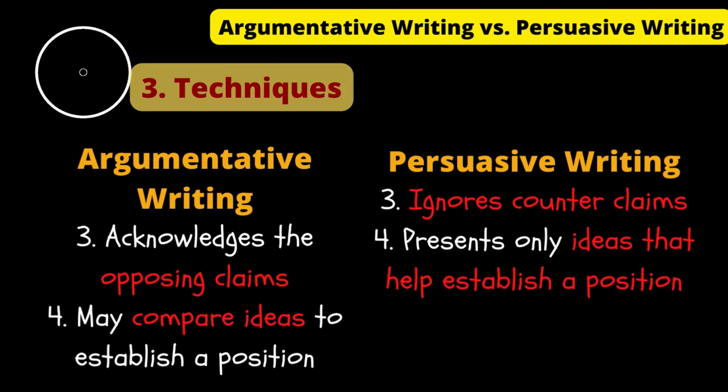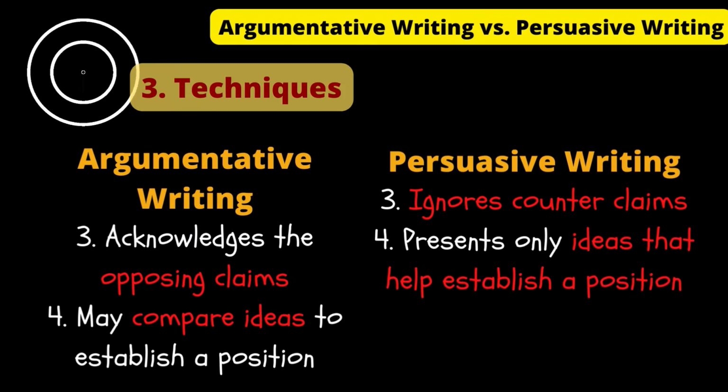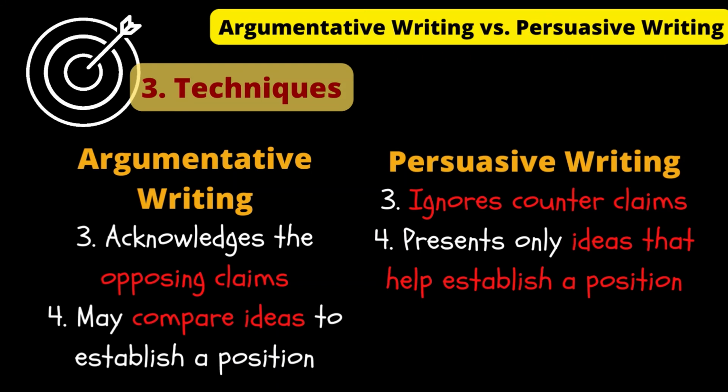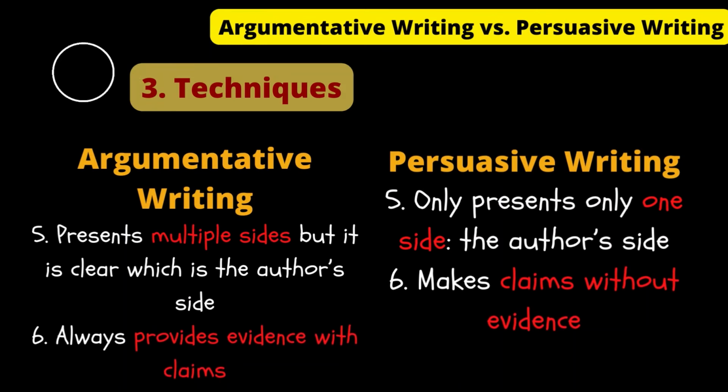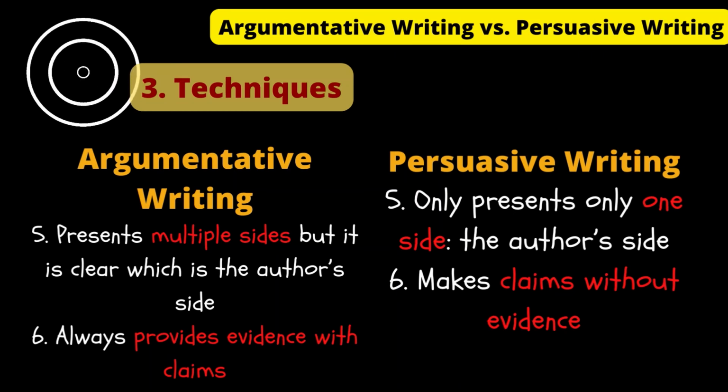On the other hand, writers ignore counterclaims in persuasive writing. What the writers do is to present ideas that will support only their stand. Similar with the previous techniques, argumentative writing presents multiple sides, the pros and cons, while persuasive writing presents only the side of the author. And again, do not forget argumentative writing provides evidences, while persuasive writing makes claims without evidences.